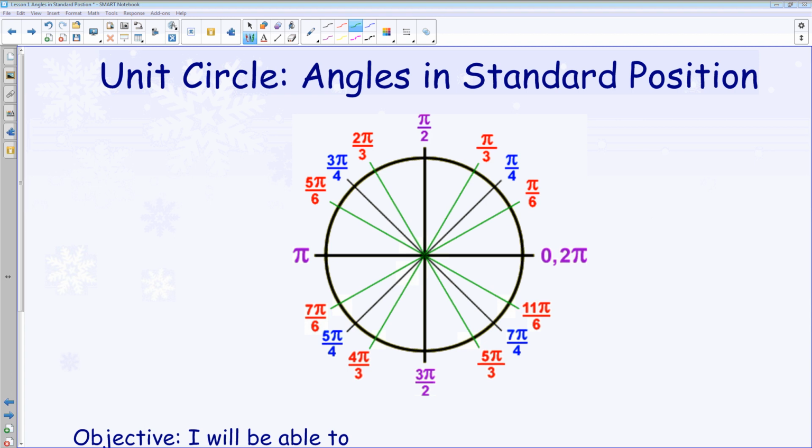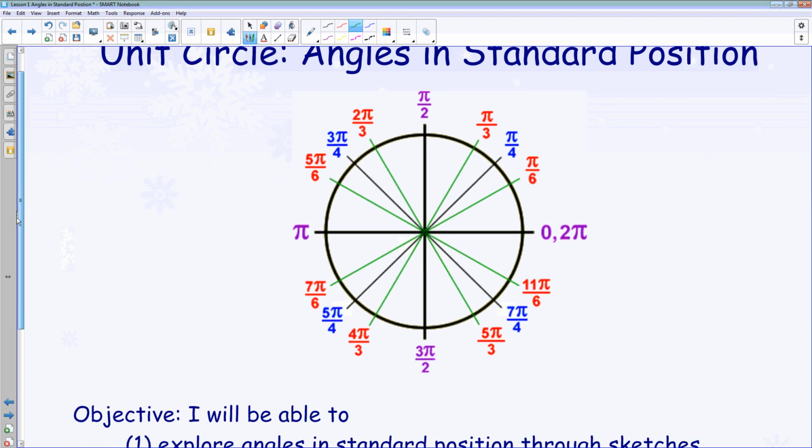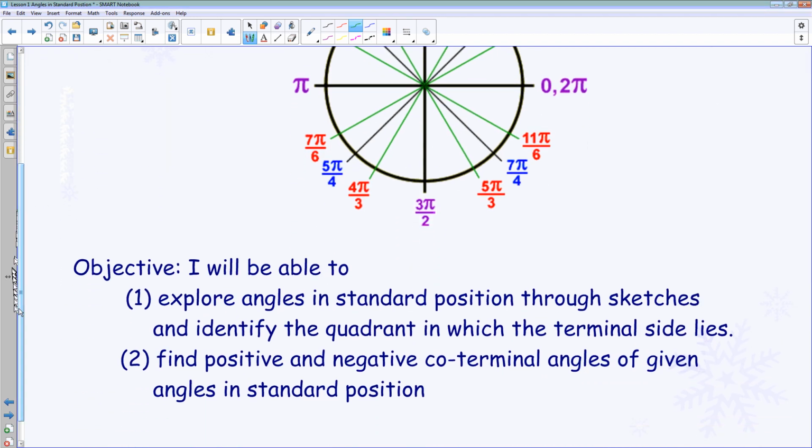Hey everyone, today we're going to learn about angles and standard position, which is the first lesson in our unit that's going to be on Unit Circle. So there are our objectives. Feel free to pause and read through those on your own.